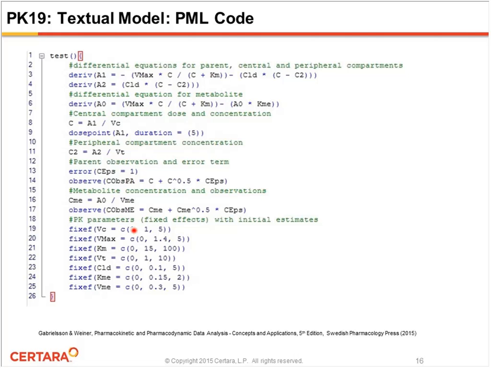Lastly, we have the PK parameters, which are modeled as fixed effects. And here, this is the list of all parameters. For the parameter estimates, we basically use a C statement, C, comma, and then this is the lower bound for the parameter set to 0, the initial estimate, which is 1, and then the upper bound, the maximum value the parameter can take, which is 5 in this case.